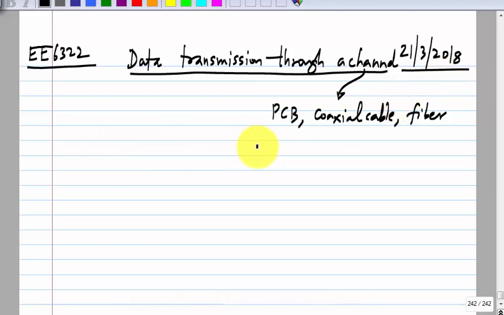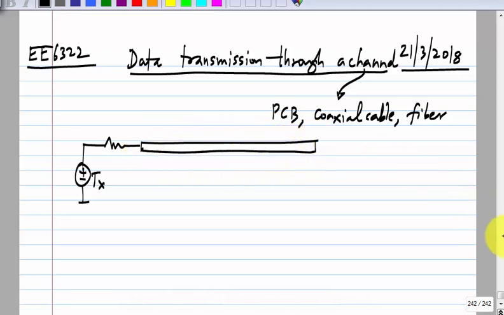Now, in general, let me take the example of a cable or the trace on a board, either will be the same. We have the transmitter, and it will have some internal resistance, and we have the channel, and the receiver, which can have a terminating resistance. Okay.